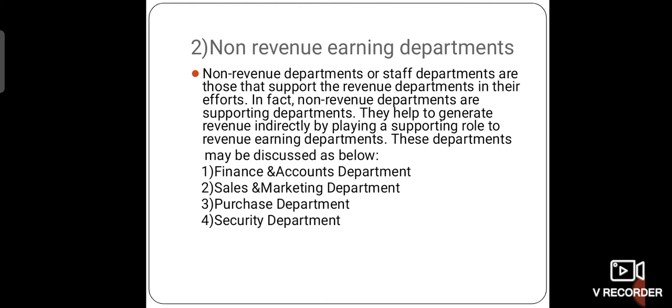Next is non-revenue earning departments. We have discussed that non-revenue earning departments are those departments which support the revenue earning departments to earn their revenue. So it consists of finance and accounts department, sales and marketing, purchase department, and security department. We know finance and accounts deals with the accounting aspects as well as the management of cash, income, inflow and outflow of cash. Then sales and marketing departments deal with the advertisement about the hotel, its facilities, like that. Then purchase department and security department.